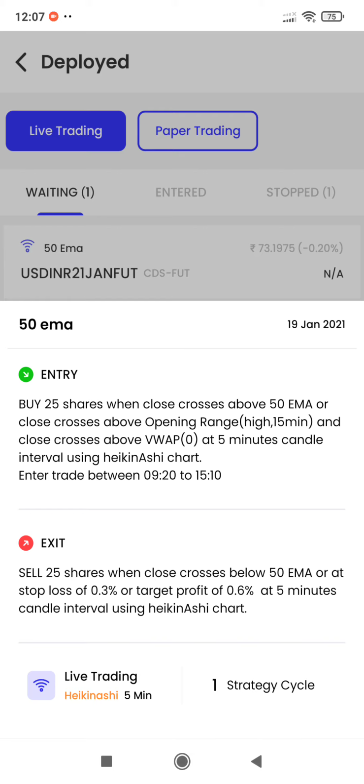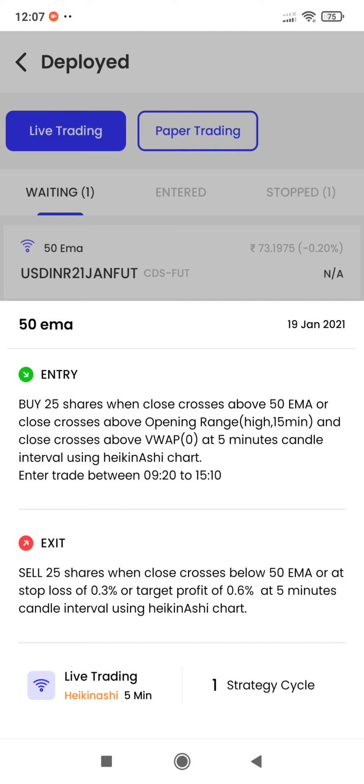Today's video is regarding algo trading. So tomorrow is 20th January 2021. As per the news and global markets, I'm thinking about a bearish Indian market. If the Indian market is bearish, then I'm thinking that USD INR will be bullish. So I'm deploying an algo which has conditions.